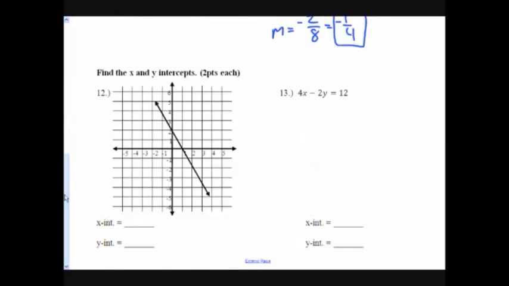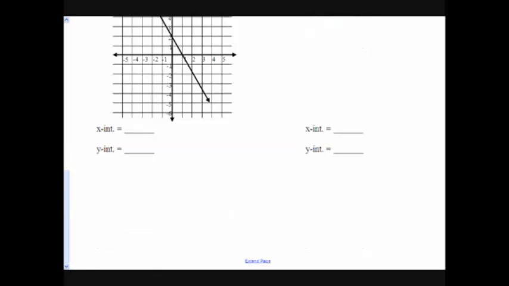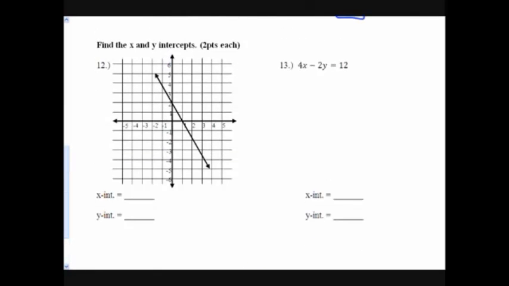Moving right along, number 12, I just want to identify the x and y intercepts. The x-intercept is where it crosses the x-axis, which it crosses right here at 1. And again, that's the same thing as the ordered pair 1, 0. The y-intercept is where it crosses the y-axis, which it looks like right here at 2. So the y-intercept is 2, and again, that's the ordered pair 0, 2.